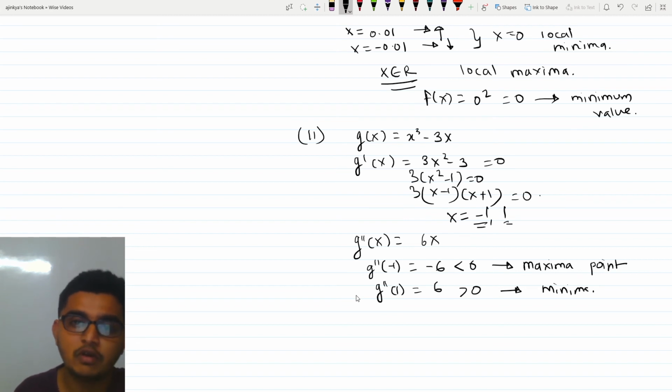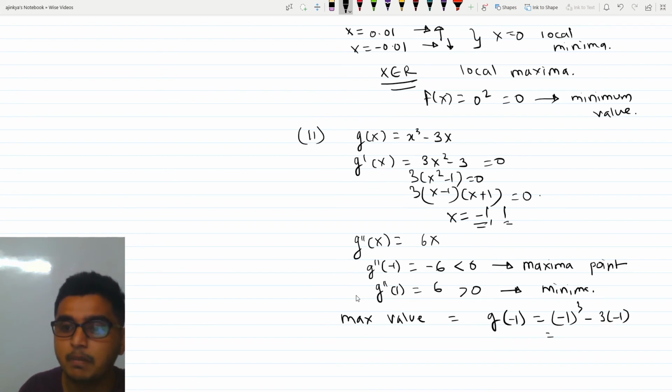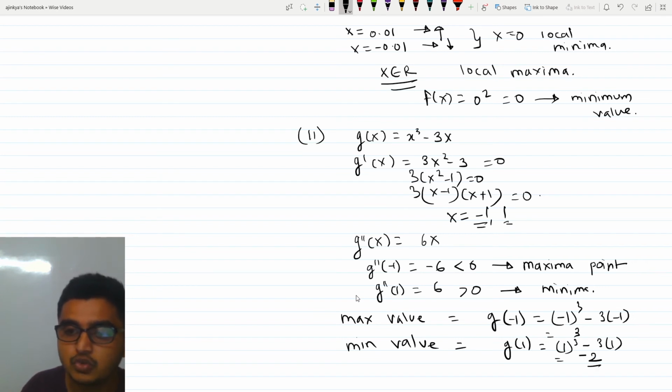And now we can immediately find out the values. The maximum value is going to be what? g of minus 1, which is minus 1 cube minus 3 times minus 1, which is minus 1 plus 3, it is going to be plus 2. And the minimum value is going to be g of 1, which is 1 cube minus 3 times 1, which is 1 minus 3, which is minus 2.